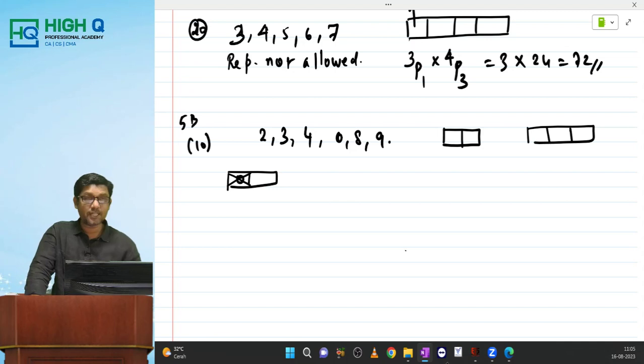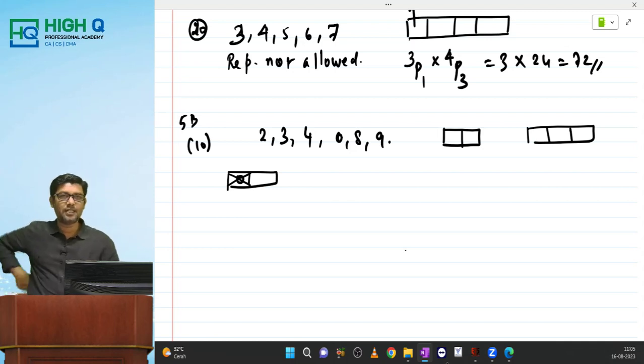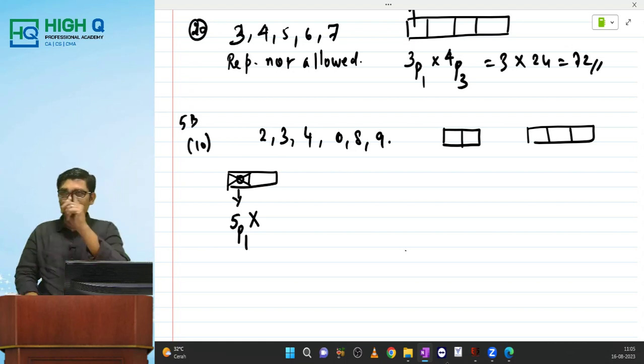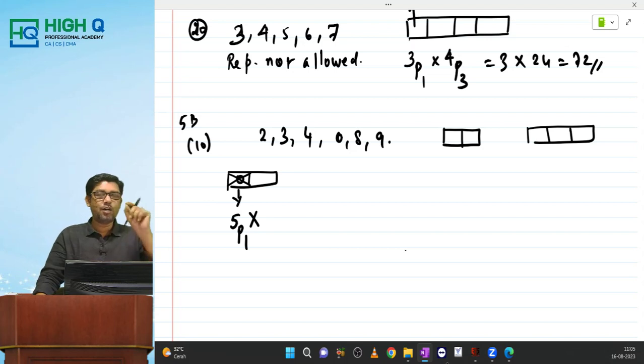Total how many digits are there? 6 digits are there. But for the first place, how many digits are available? So in how many ways can I accommodate? Is that right, my dear? Now, how many digits remain to be arranged? Only 1 digit is to be arranged.